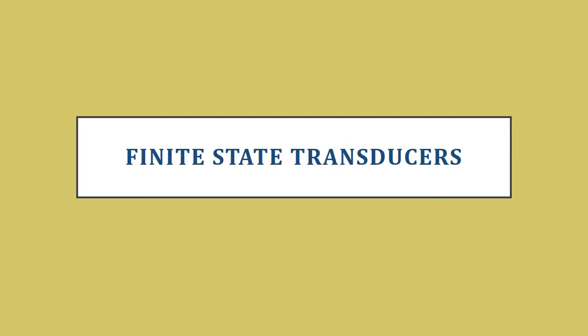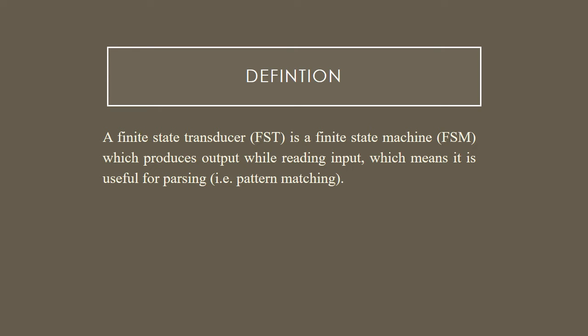Hello everyone, in this video lecture we'll understand about finite state transducers, the definition and the two kinds of machine we are going to learn under this. Let's understand the definition of finite state transducer. A finite state transducer is a finite state machine which produces output while reading input, or sometimes we can say while entering into a certain state in the finite state transducer, which means it is useful for parsing like pattern matching.